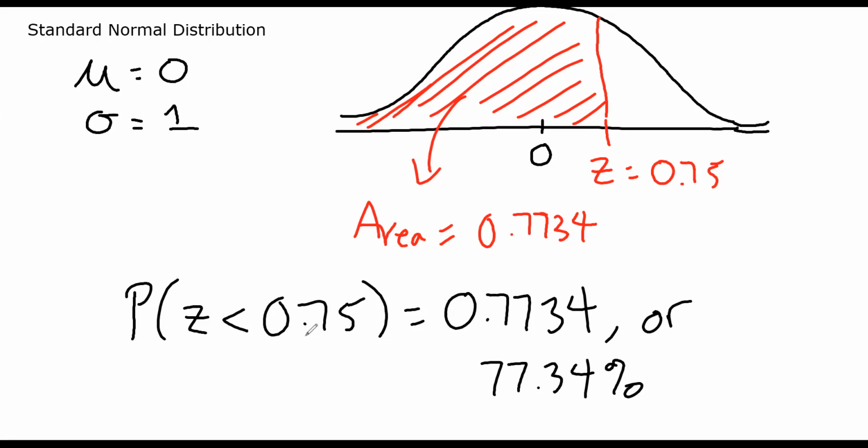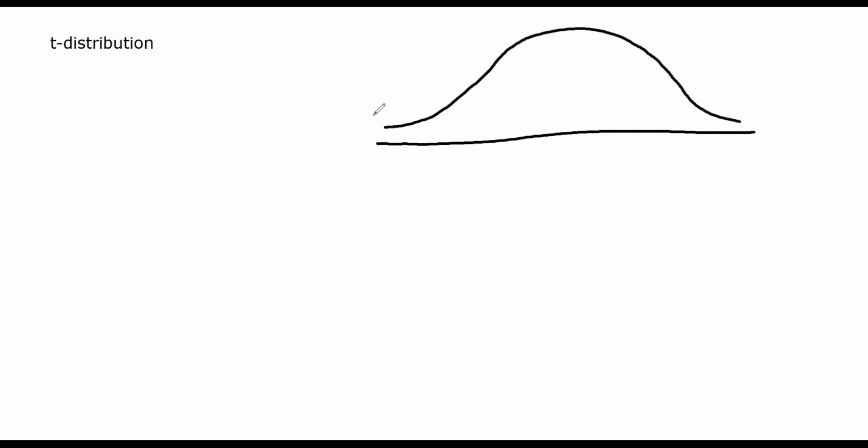So what's up with this t-distribution? Why do we have it, and how is it different from the standard normal distribution? Well, the t-distribution is also a bell curve. So what's the difference between it and a standard normal distribution? Well, for a t-distribution, the mean is still 0. However, the standard deviation depends on the sample size.